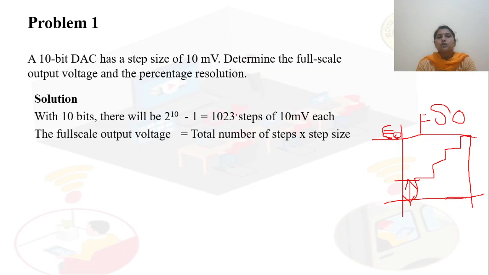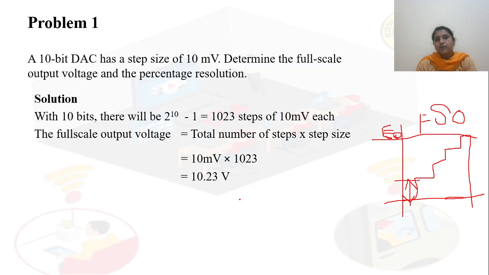So there are 1023 steps in a 10-bit DAC with a step size of 10 millivolt. The size of each step is 10 millivolt. The full scale output voltage is equal to the total number of steps multiplied by step size. Substituting 1023 steps multiplied by step size of 10 millivolt, we get 10.23 volt as the full scale output voltage.